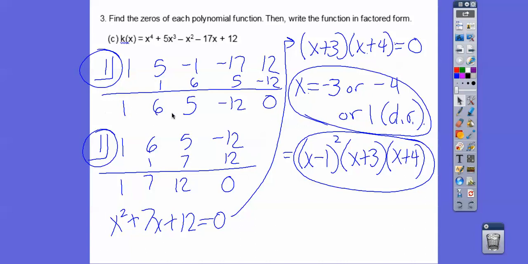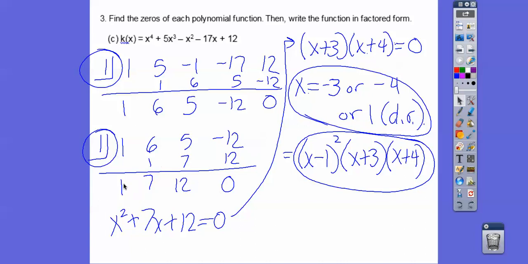Okay, so synthetically divide. Okay, so here's 1, here's 5, here's -1, so -17 and 12. So slide that down, times the box number. So 1 times 1 goes here. Add times the box number. Remember doing that? Anyway, so we get 0. So this is our cubic equation. So I tried 1 again to see if it was a double root, and it was a double root because it gave us 0 again.